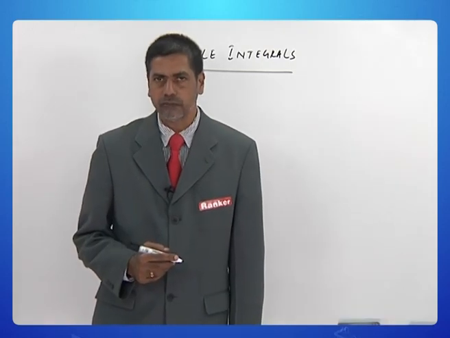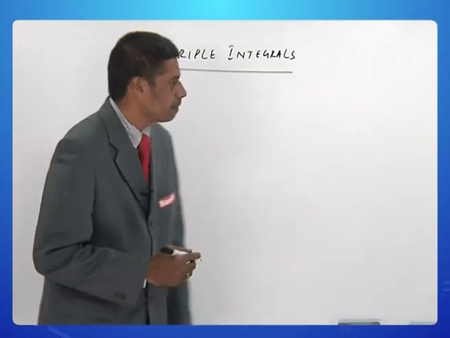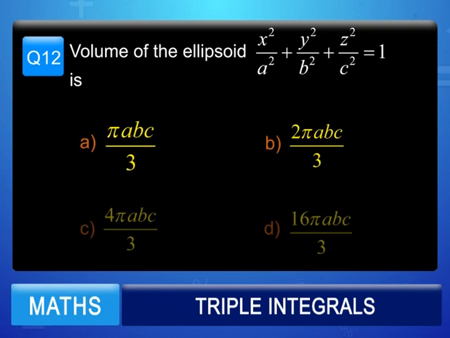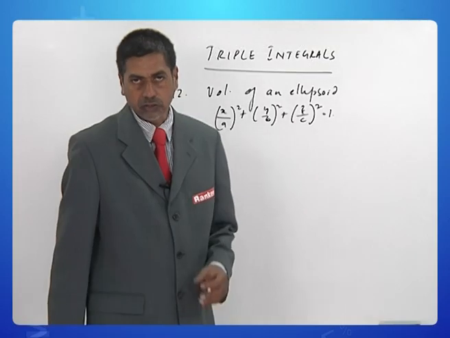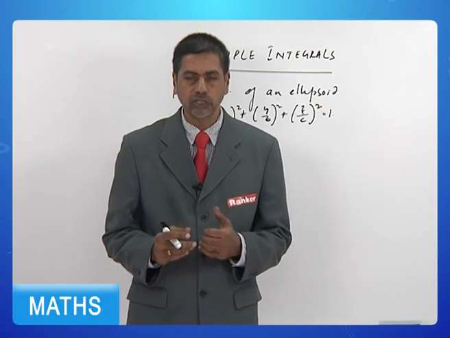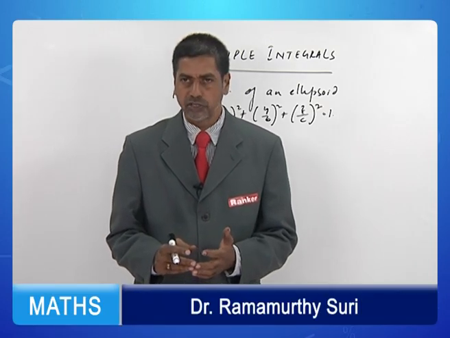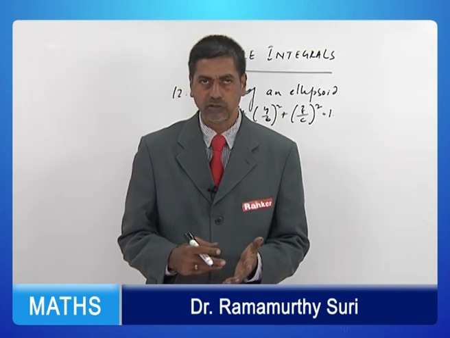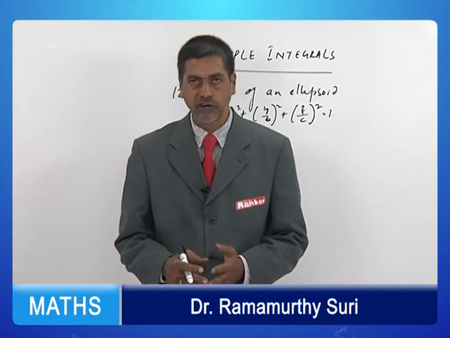We want to evaluate the volume of an ellipsoid: x by a whole squared plus y by b whole squared plus z by c whole squared is equal to 1. Now there are two approaches. Obviously for an examination of a competitive nature, we cannot do it by the longish procedures. So we'll introduce the concept of transformation, Jacobian, and thereby simplified triple integration.